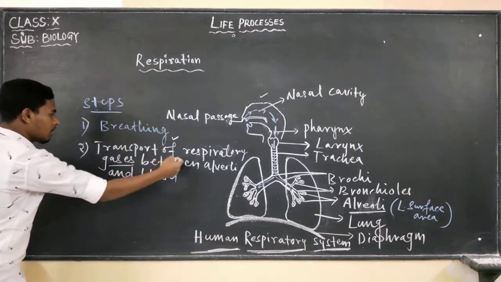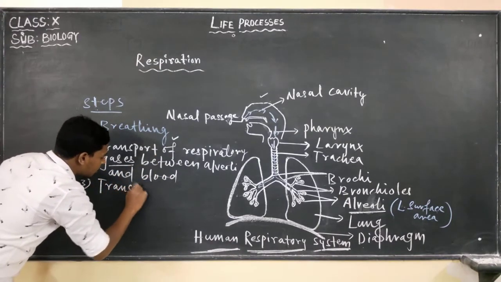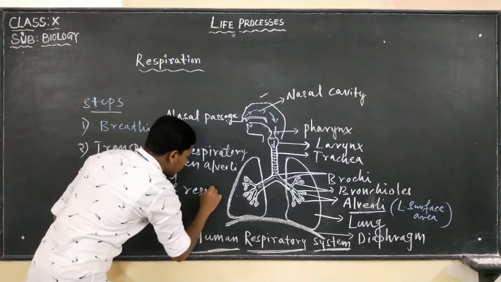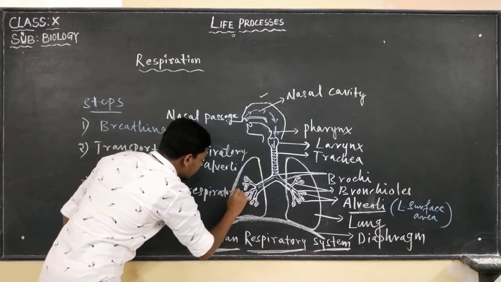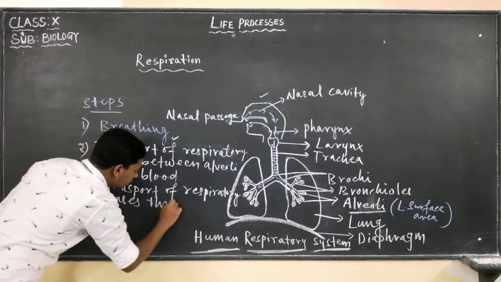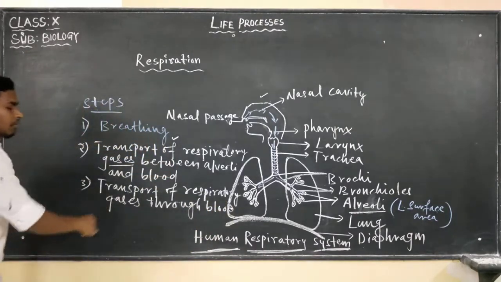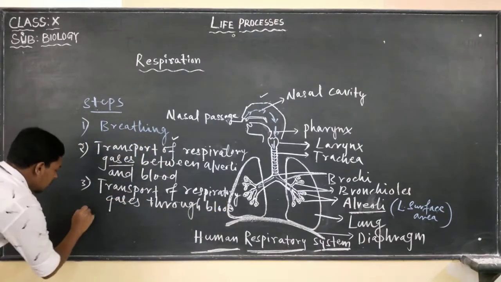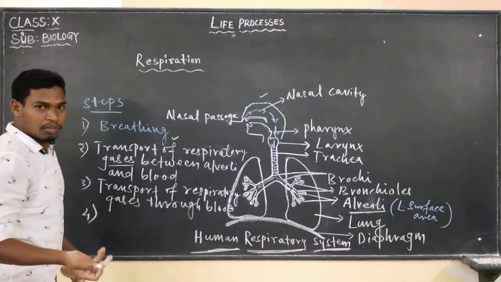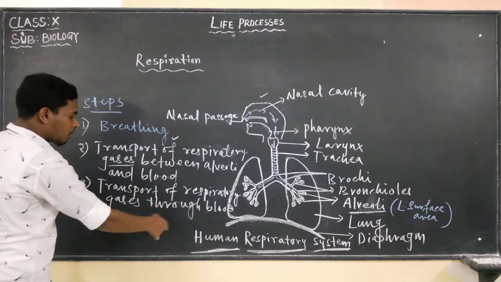That transport of respiratory gases takes place through blood. Now it is through blood. Now from the blood, that respiratory gases, they will be reaching to all the tissues, right? So transport of respiratory gases from blood to tissues.